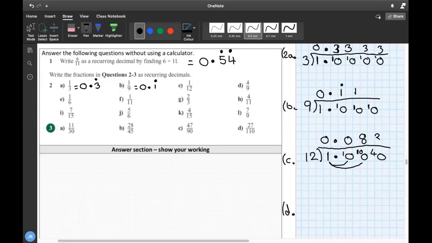Well, 12 times 3 gets us to 36. So from 36 to 40, what is our remainder? 4. So as you can see, we've now found our recurring digit. It's going to be this 3 recurring. Okay, so 1/12 is the same as 0.0833. The 3 is the only digit there that is recurring, so it's the only digit that will have the point on top.